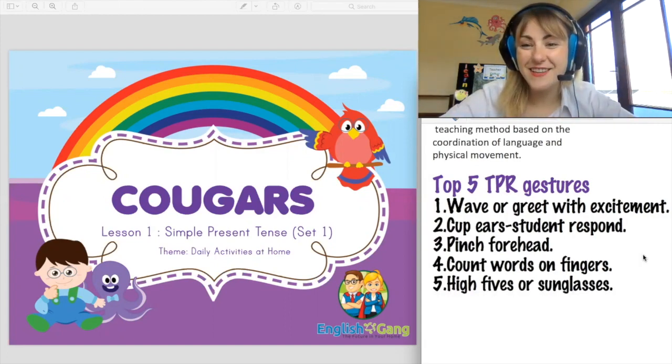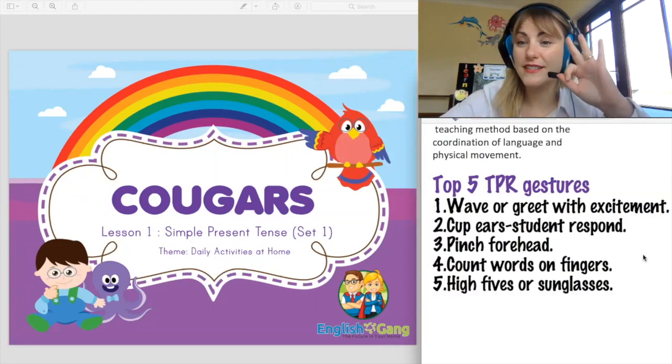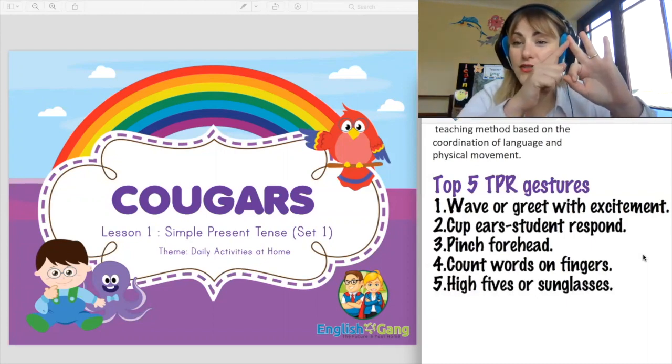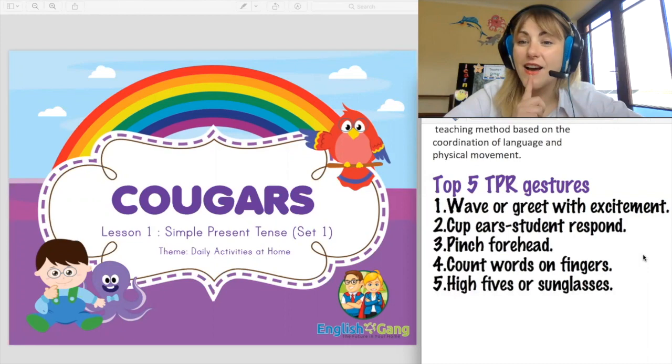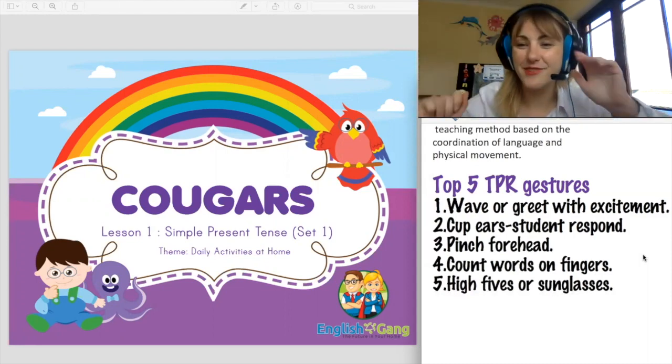Number 4, count words with fingers. This is a good trick I learned from my TEFL course, and this works really well, especially if you want to focus on a specific word. Point to the finger, and then also remember to point at your mouth for them to repeat a certain word if they mispronounced it. And then number 5 is always give positive reinforcement.